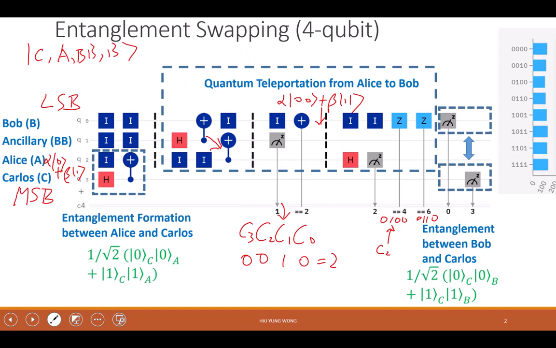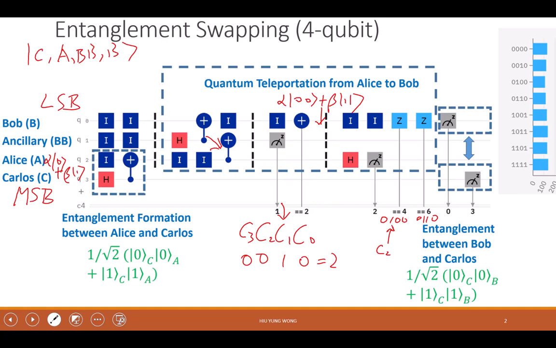Any questions? Yeah. Say again. Here it still needs to be little endian, correct. Yeah, that is the convention in IBM's machine.